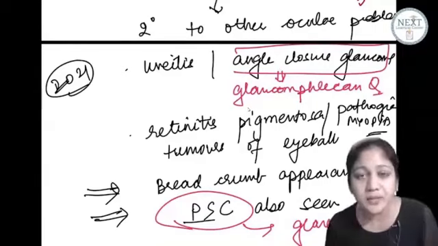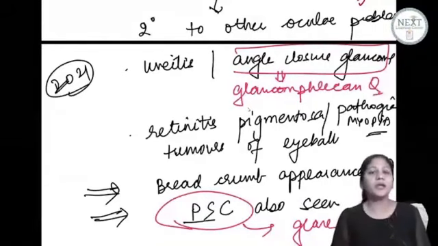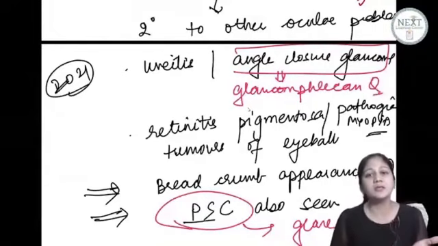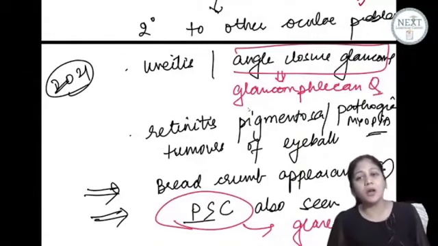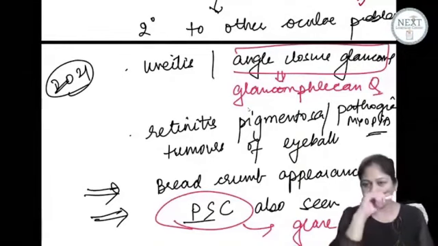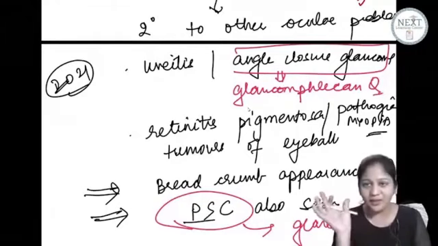Okay, so what is glaucoma flecken? Again, glaucoma flecken is a cataract which occurs after angle closure glaucoma. We have given it a separate name. Okay. This is not posterior.